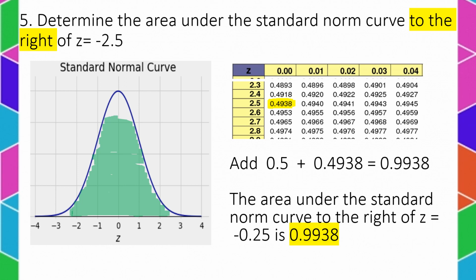So, meron pa siyang natitirang 100% minus 99.38. Meron pa siyang unshaded region sa left side. Tama. Hanggang 2.5 lang. Okay. So, that's it. So, yan ang itsura ng graph at the right of negative 2.5.